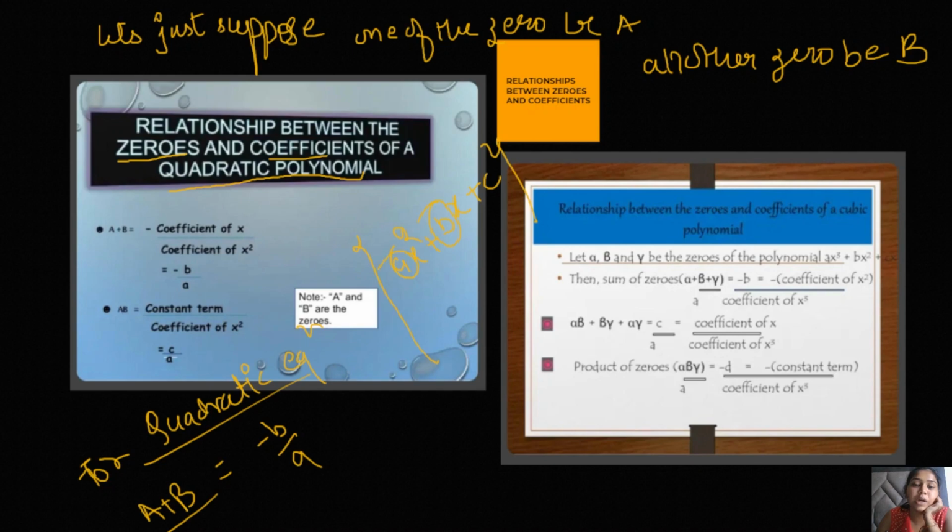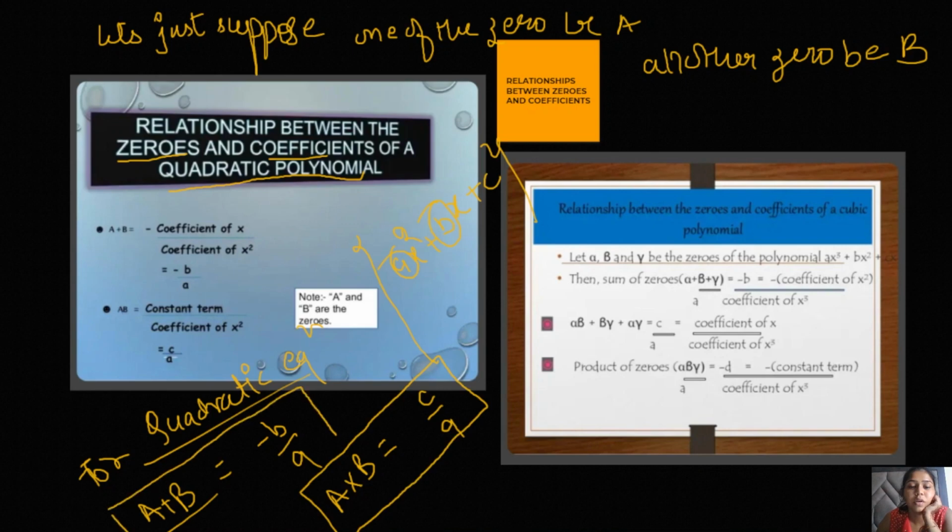So minus b by a equals the sum of the zeros, and the product of the zeros, that is a into b, will be equal to c by a, that is the constant divided by the coefficient of x square. This is the relationship between the zeros and the coefficients.